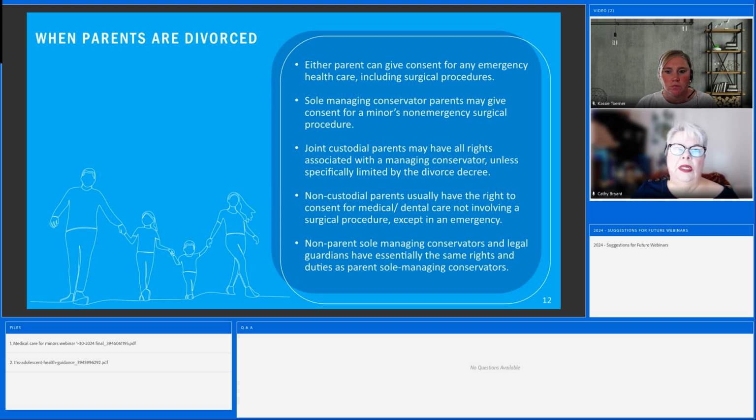So either parent can give consent for emergency health care, including surgical procedures, in typical cases where there is not solo custody. Joint custodial parents may have all the rights associated with doing anything related to consent for medical services unless it's specifically limited by that divorce decree.